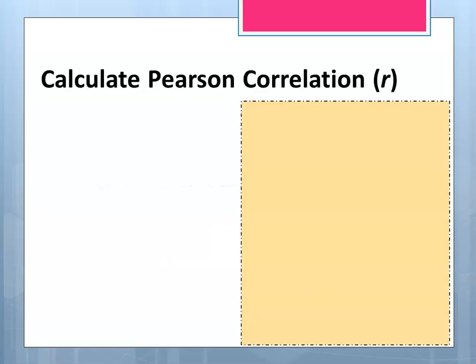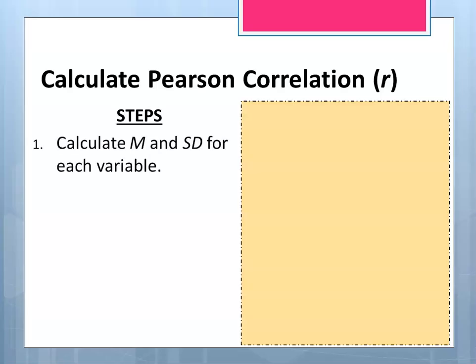There are 4 basic steps to calculate a Pearson correlation. First, calculate the mean and standard deviation for each variable. I will be nice and provide them for you today.